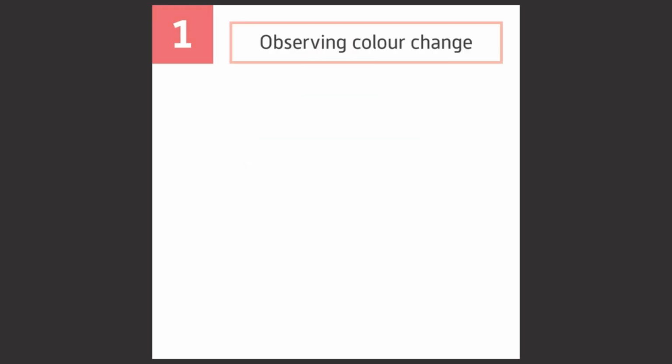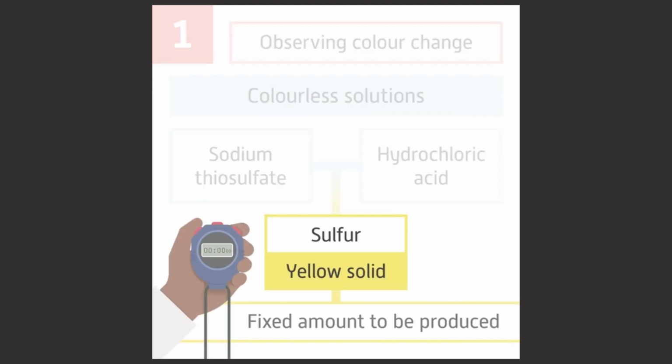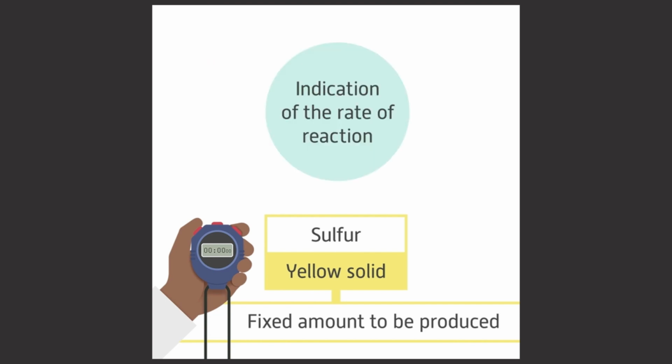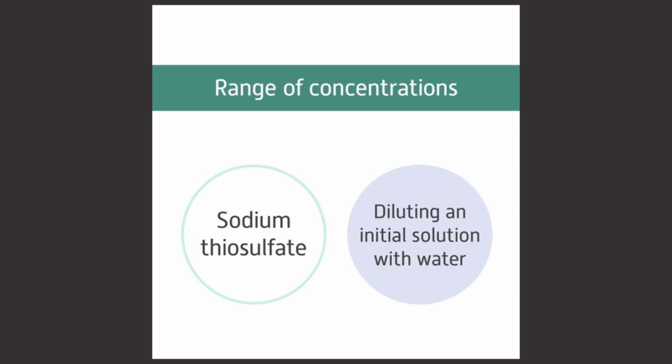Method 1. Observing colour change. The reaction between the colourless solutions sodium thiosulfate and hydrochloric acid produces sulphur, which is a yellow solid. You can measure how long it takes for a fixed amount of sulphur to be produced. This gives an indication of the rate of reaction. You will use a range of concentrations of sodium thiosulfate. These can be made by diluting an initial solution with water.